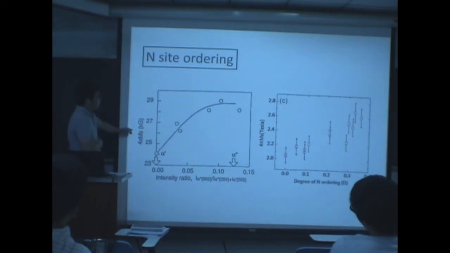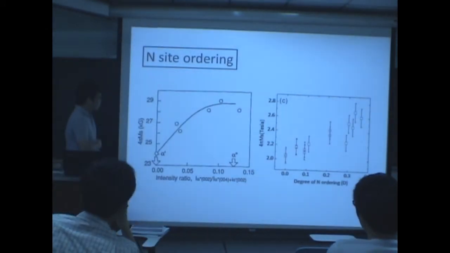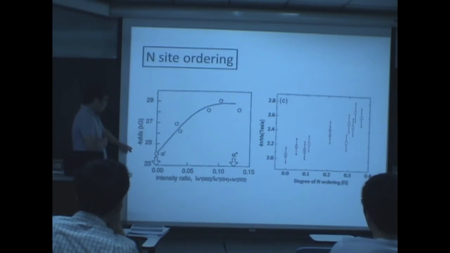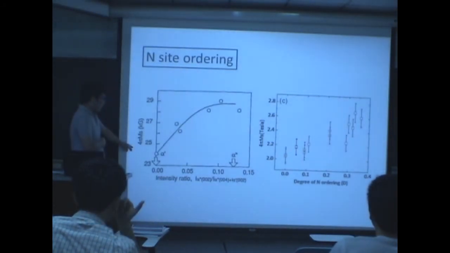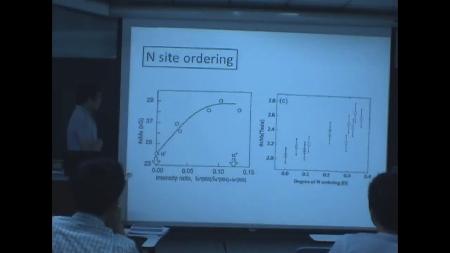Here, the result shows that the ordering of nitrogen affects the saturation magnetization. The higher the degree of nitrogen ordering, the larger the saturation magnetization will be obtained.